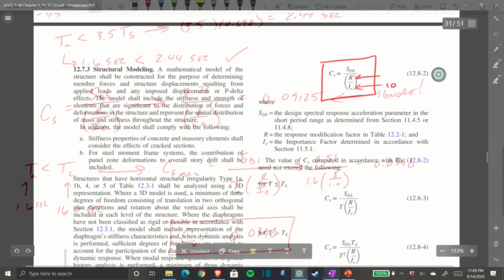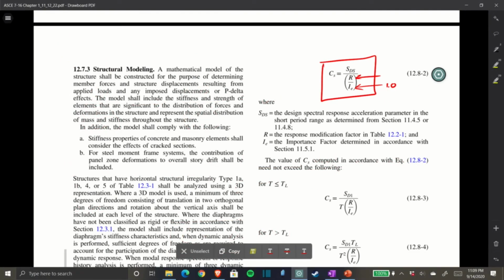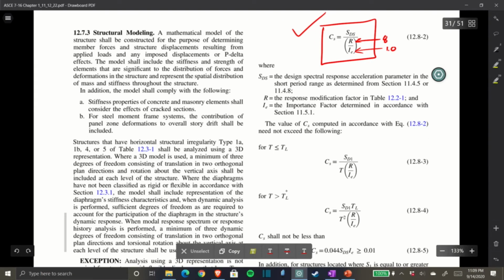All right, here we are on page 101. So we had our C sub S equation beforehand. We knew that R equaled 8. But then right down here, that's where we knew that T was less than T long. So we got to use this equation. And if we see in this note right here, the value of C sub S computed in accordance with equation 12.8-2 need not exceed the following based on this equation. So that's where it came from.